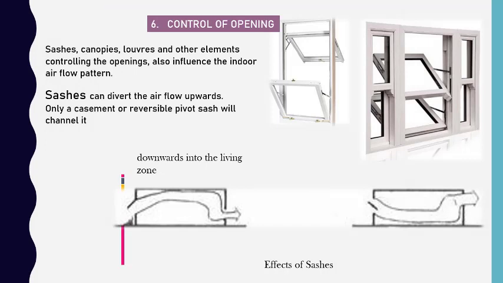Next comes the control of openings. Sashes, canopies, louvers and other elements that control the opening also influence the indoor air pattern. Sashes can divert the airflow upward. Only a casement or reversible pivot sash will channel it. On the right hand side, the first picture is the sashes.